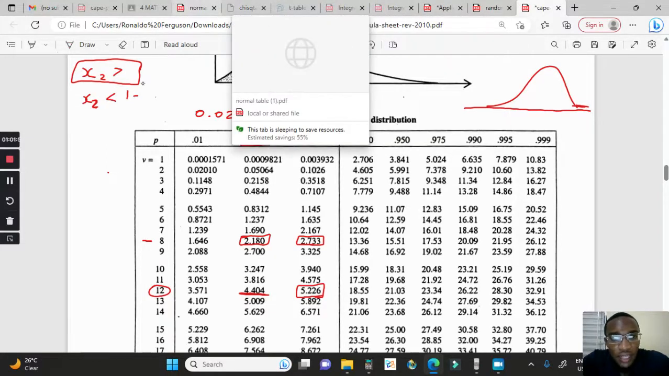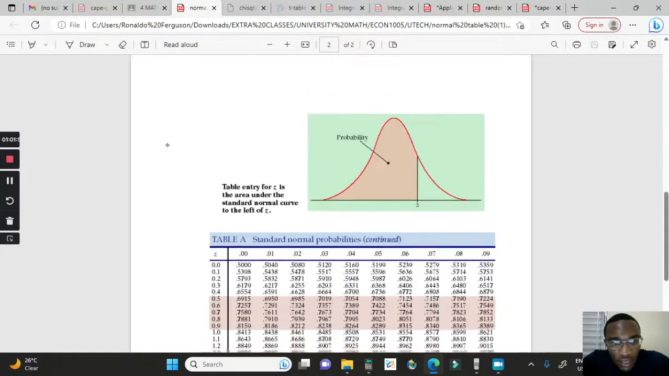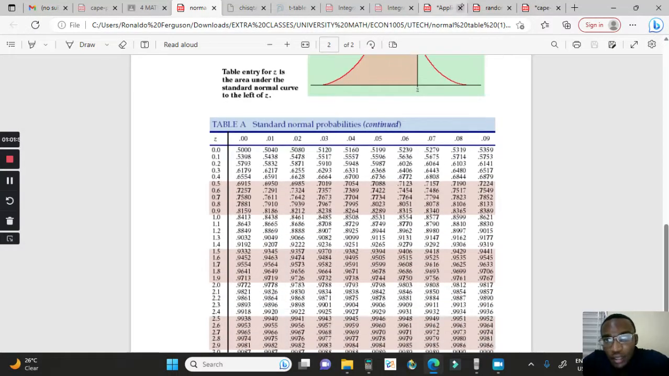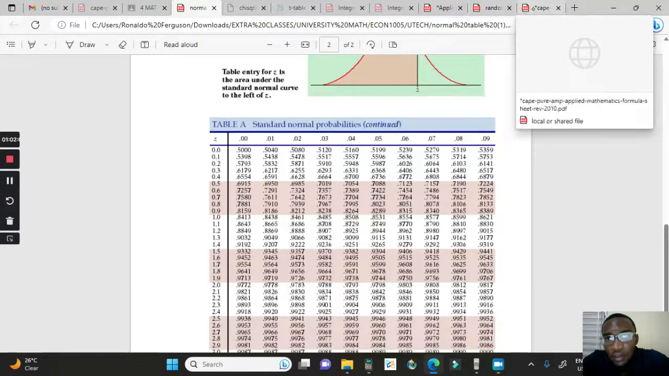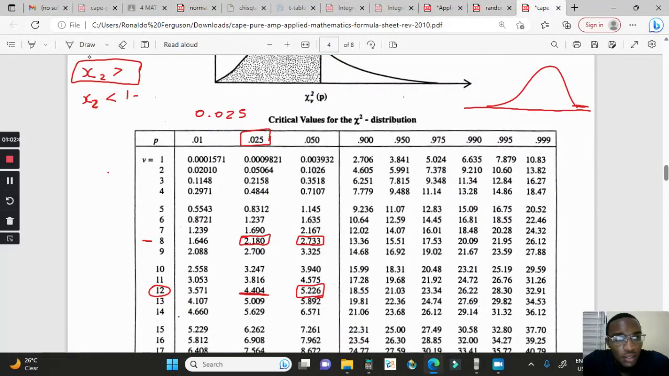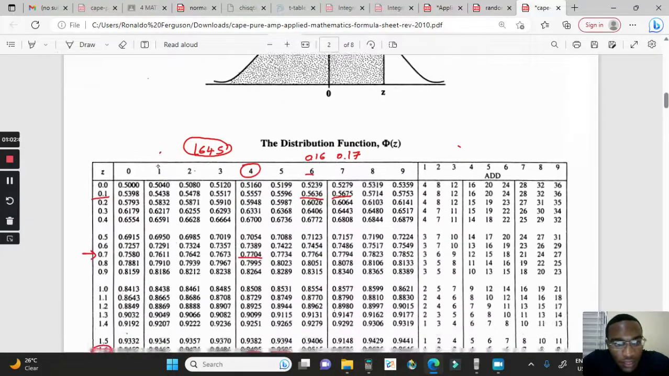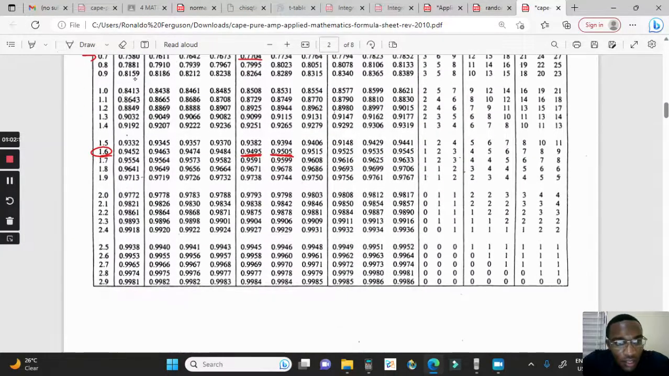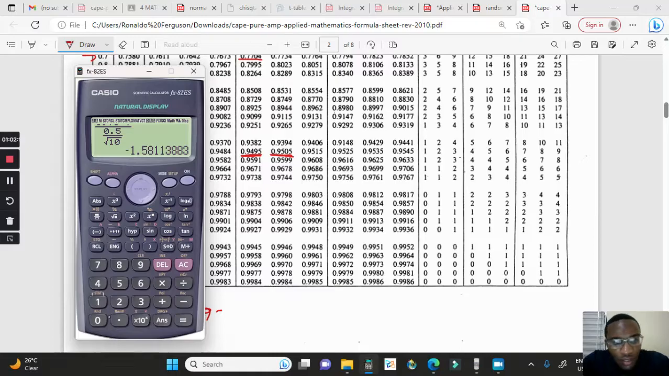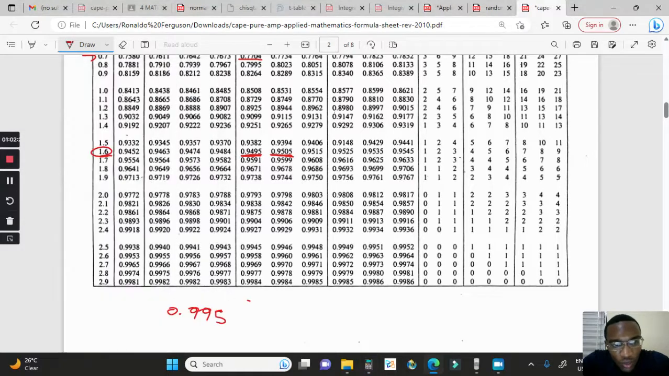I'm just going to use my normal table to save time. I'll use the applied math syllabus. So normal table, and we're looking for 0.005, or in other words, 1 minus 0.005 is 0.995. So looking for 0.995.